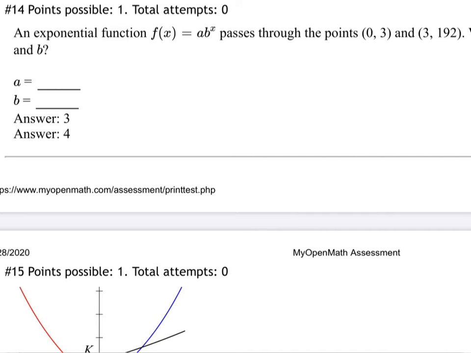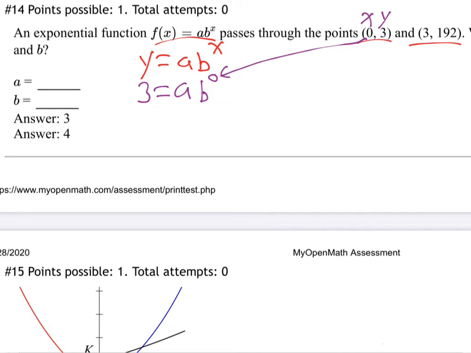14. An exponential function passes through the points (0, 3) and (3, 192). So what are the values of a and b? So they're giving me this kind of a function. y equals a b to the x. And it's just a matter of plugging in some information. They're telling me x is 0, y is 3. So plug in y is 3, x is 0, first off. And then remember, what's anything to the 0 power? That's 1. So that tells us a is 3.